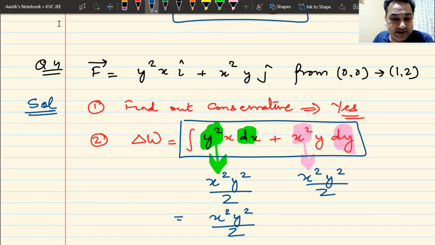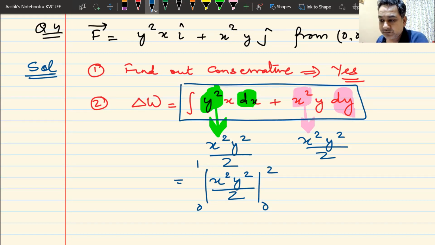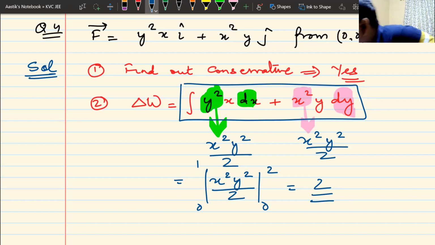What do I do next? I just put the limits. Yes or no? X varying from 0 to 1, y varying from 0 to 2. Put the value of x as 1 and y as 2. 1 multiplied by 2 square, 4. 4 divided by 2 is 2. So yeah, first answer is 2. Then I put everything as 0. 2 minus 0 is 2. And the final answer becomes 2 in this case.